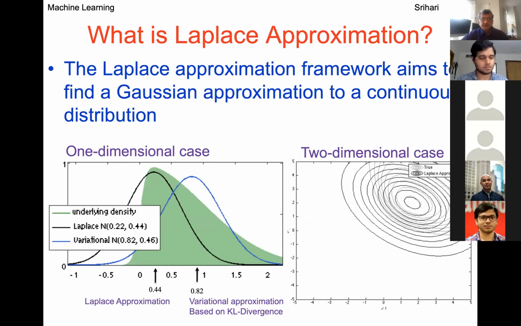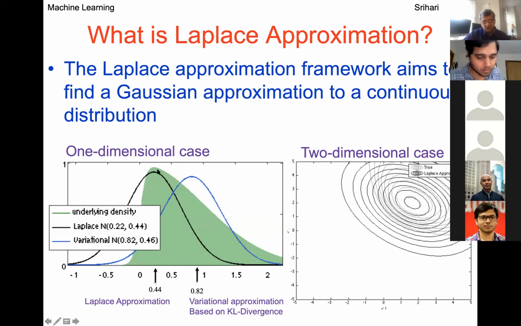So first of all, what is Laplace approximation? The Laplace approximation framework aims to find a Gaussian approximation to a continuous distribution. So it's a one-dimensional case. The input distribution is this green mountain over here. It's not quite Gaussian, right? It goes up very quickly, and then slowly comes down. And we're saying we don't want to deal with this more complicated distribution. Can you just give me a Gaussian that approximates it closely?